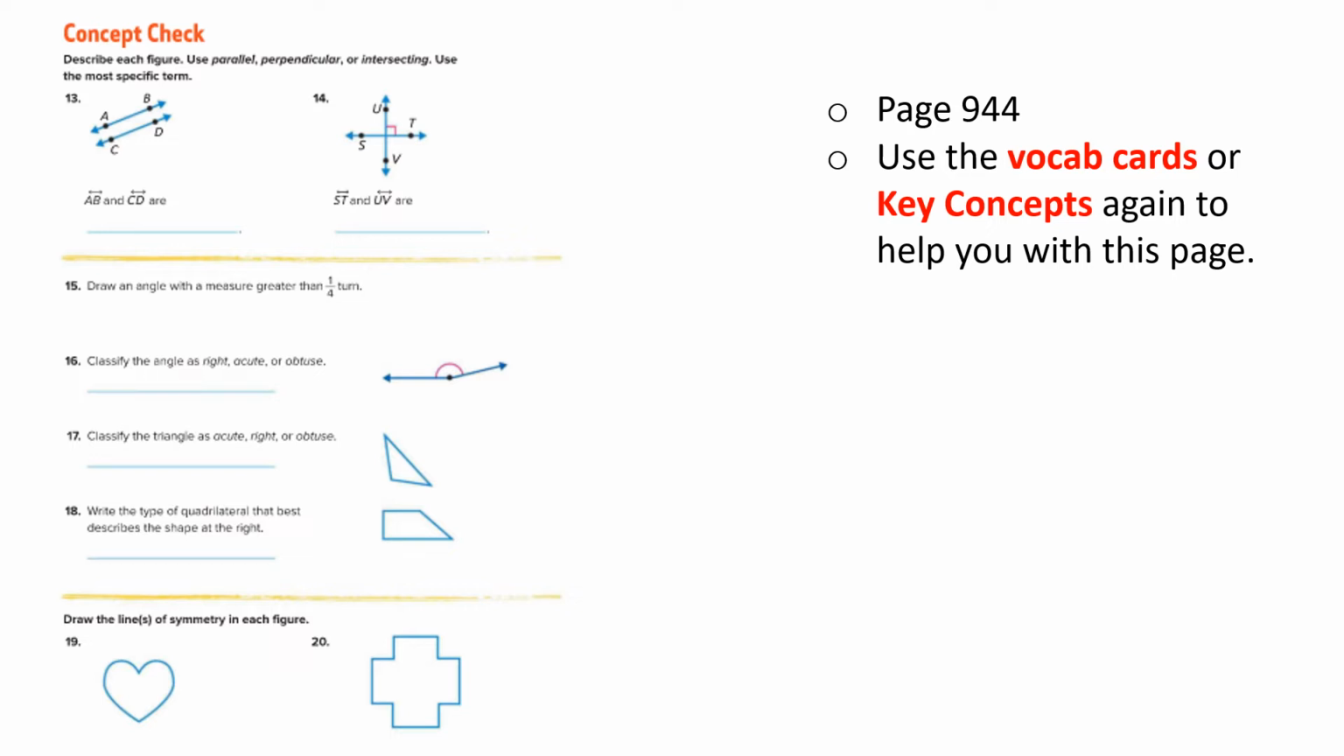13 and 14, they're looking for parallel, perpendicular, or intersecting lines. 15, you're going to draw an angle that's 1/4 of a turn. Go back and look at that lesson and see how it looks. 16, what kind of an angle is that? Right, acute, or obtuse? 17, what kind of a triangle is that one? Again, acute, right, or obtuse. Number 18, write the type of quadrilateral that best describes the shape. And for 19 and 20, please draw a line of symmetry for each. One of them will have more than one.